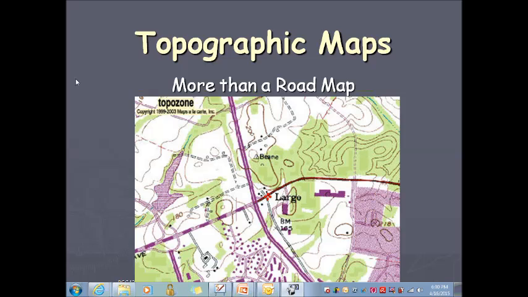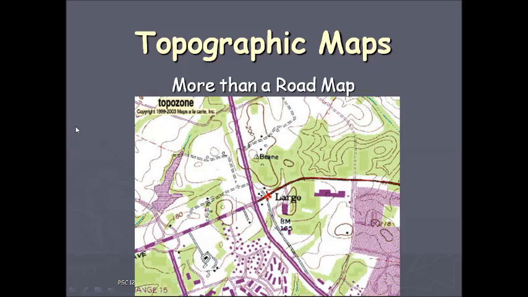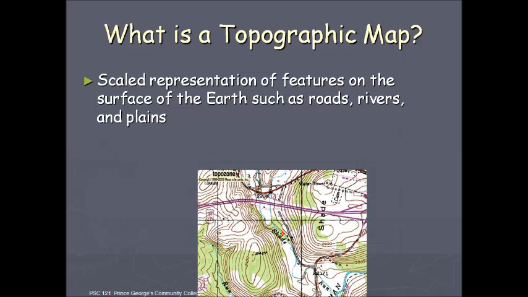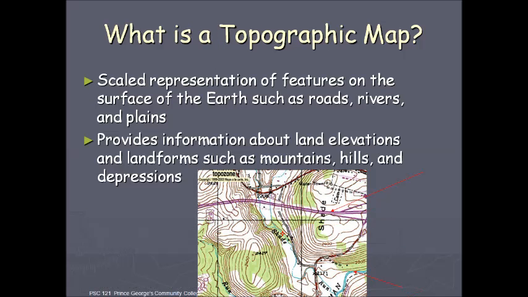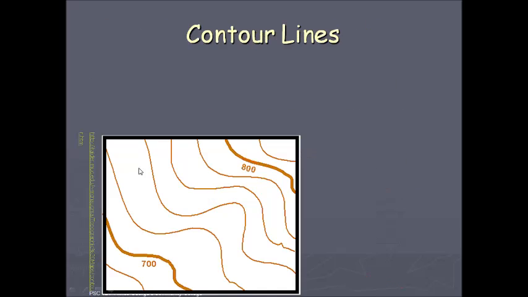In this unit, we will be looking at topographic maps. Topographic maps are more than just a road map. There's a lot more that you can find out by looking at a topographic map, including the elevation, roads, rivers, landforms. You can find elevations like how tall a mountain is, or how deep a valley is, how steep a landform is. So we can find a lot of information. So let's look at some topographic maps.